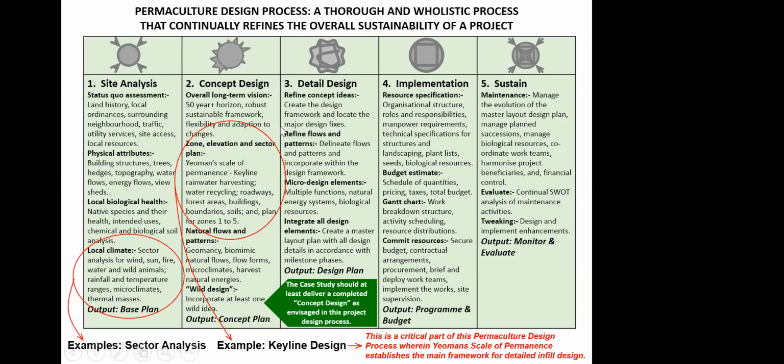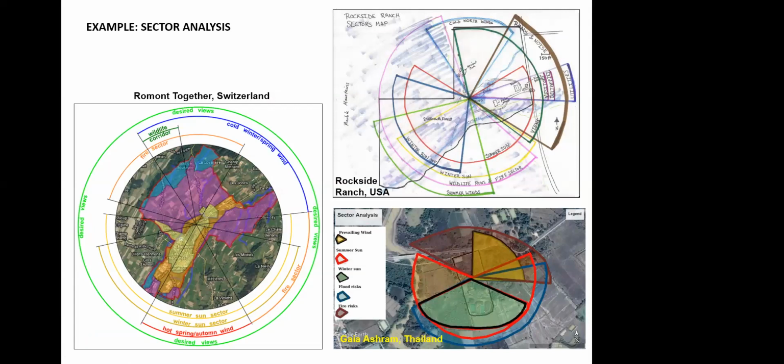So the next thing to look at, you've got your base map, is the sector analysis from the base map. Maybe let's go and look at an example of a sector analysis. This is looking at analyzing where the wind comes from, your sun angles, your fire angles, your wild animal intrusions, rainfall direction, and so forth. So here are some 3 examples from case studies from previous years.